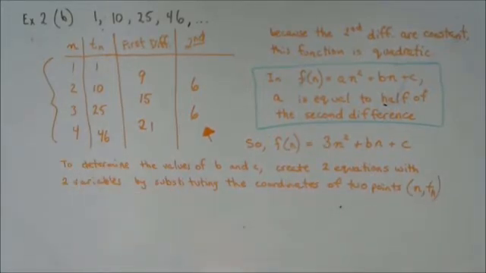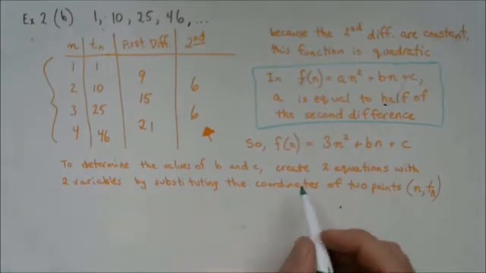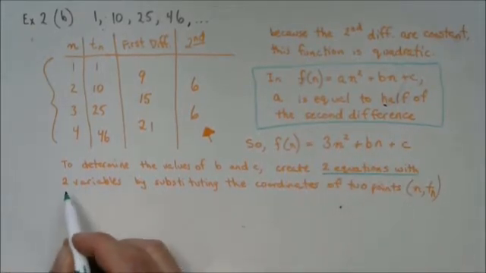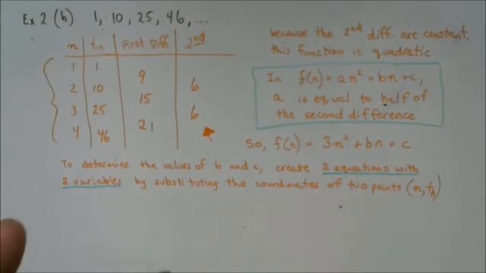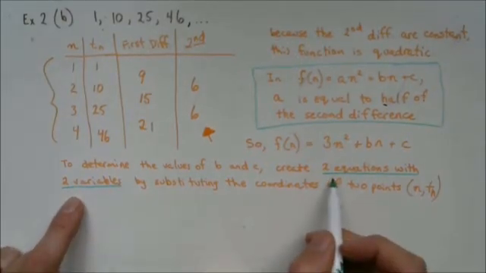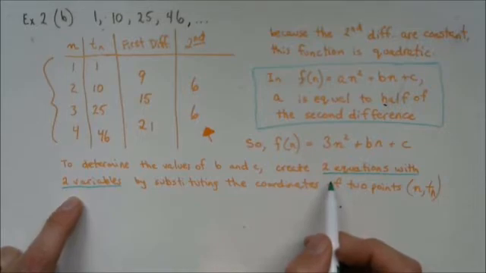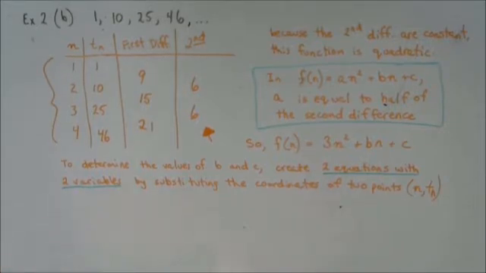Now, why did I use this little phrase? To determine the values of b and c, create two equations with two variables. Because if you have the same number of variables and equations, you can solve for those variables. If you have one equation that has two variables in it, you cannot solve for those variables, because as one changes, the other one can change. But if you have two variables and two equations, then you can use substitution and elimination in order to determine what those variables definitely are. They will not vary. They will have a specific value.